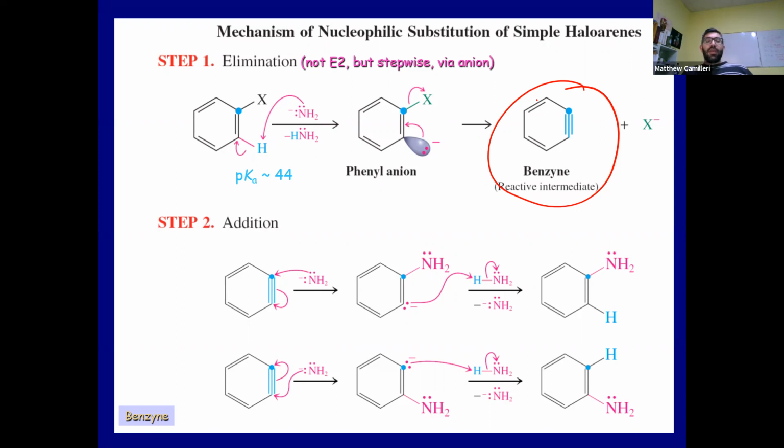As we can see, it can react on both sides of the benzyne, from there or from here, but it will give the same product. This will give the same product.